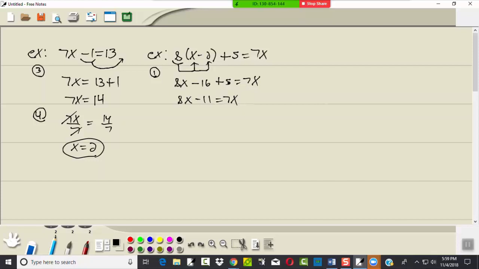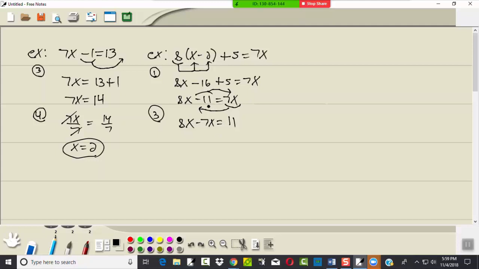Step 2, get rid of fractions, don't have any. Step 3, get everything with an x on one side, numbers on the other side. So I'll move the 7x to the left side, and I'll move the negative 11 to the right side. Again, anytime you take anything across your equals, your sign changes. So the positive 7x becomes a negative 7x. The negative 11 becomes a positive 11.